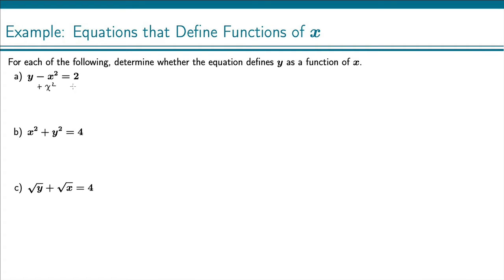to both sides. And we do that, and we end up with y equals 2 plus x squared. Notice that y is completely unambiguous here. Okay? If I were to plug in a value of x, I would know exactly what y is. And therefore, this is a function of x. So y is a function of x.